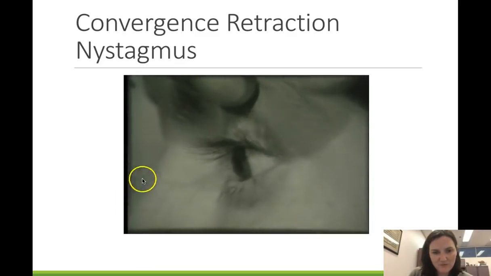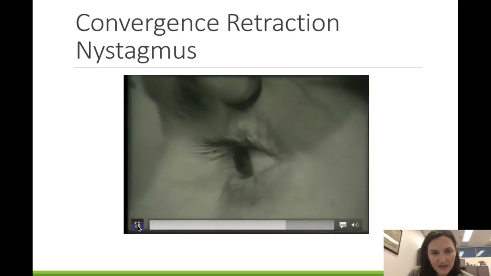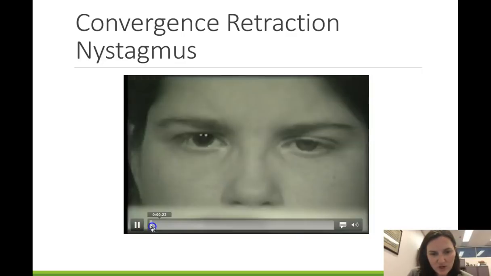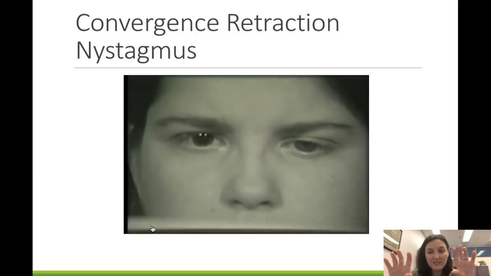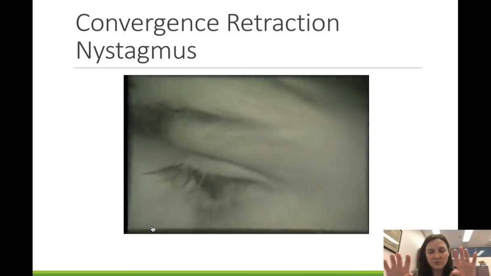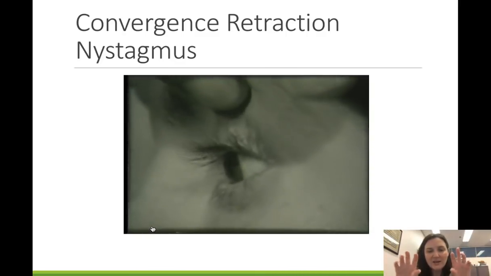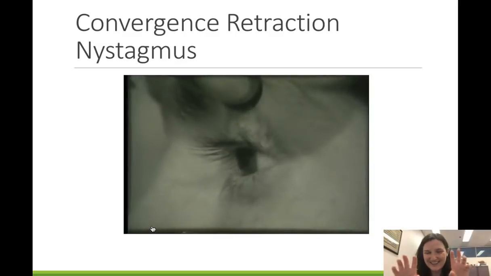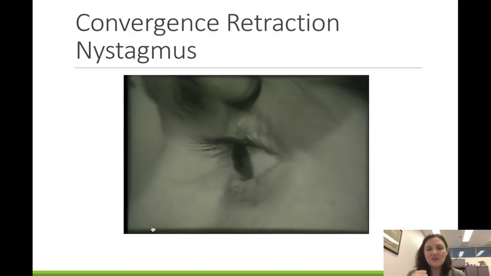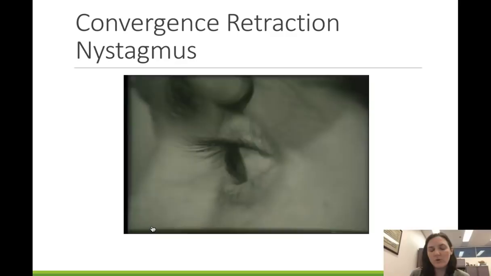And so what you'll see is when the patient is looking straight ahead and looking at the OKN drum, the eyes are actually coming in together towards each other. And so that's the convergence component. But then when you look from the side, the eyes are actually being pulled back into the socket a little bit. And that's because the information is unable to be appropriately used.